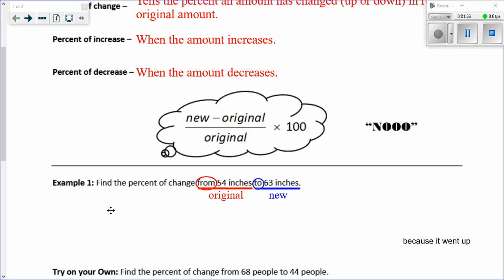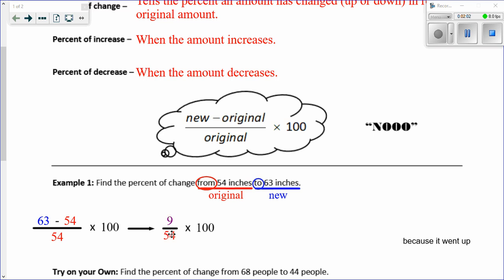We're going to plug that into our formula. So the setup will always look like this. Our new amount was the 63. Our old amount was the 54. Our original amount was the 54 as well. So now we're going to solve it. We do 63 minus 54. That gives us 9, and then the 54 stays on the bottom.